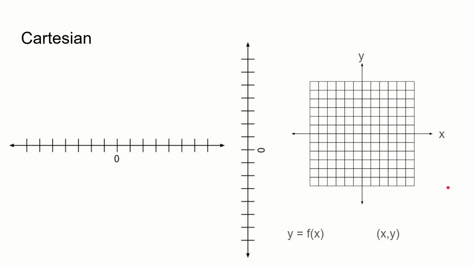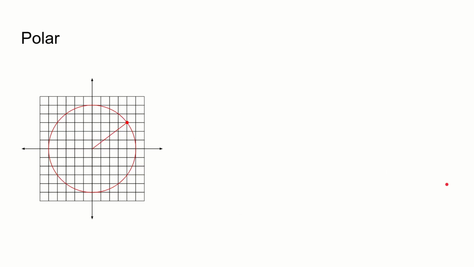But Cartesian, although it's the one most of us are used to, is not the only way to plot in 2 dimensions. Polar is a different way of graphing. So this point here would be 4, 3 in Cartesian, but polar will use r and theta instead of x and y, where r is the magnitude or the distance of the point from the origin, and theta is the arc length from the positive x-axis to the point.